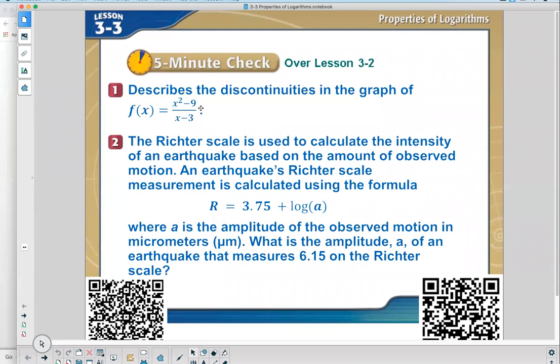Number 1 says describe the discontinuities in the graph of f of x equals x squared minus 9 over x minus 3. Just as a reminder, discontinuities means breaks. So when you see this word discontinuities, you're thinking, where does my graph break? So we can go graph.